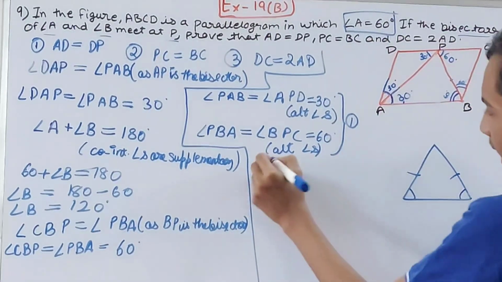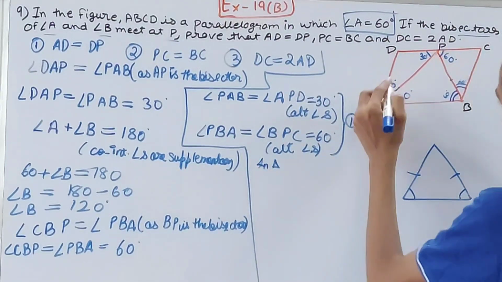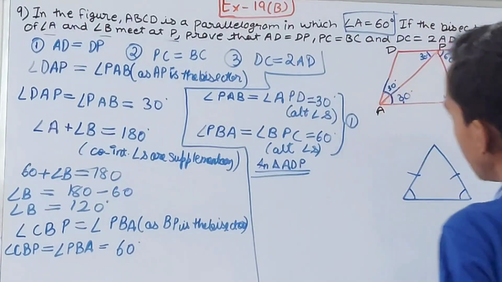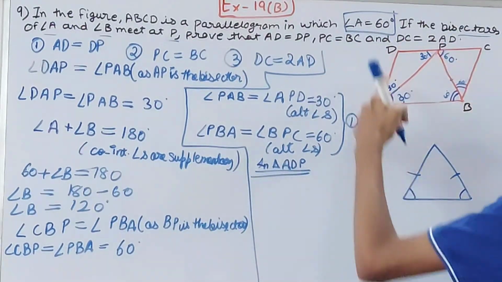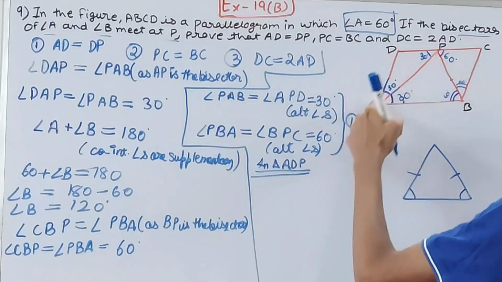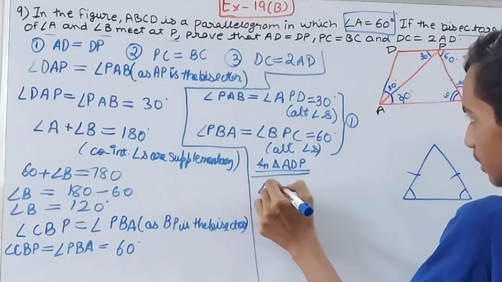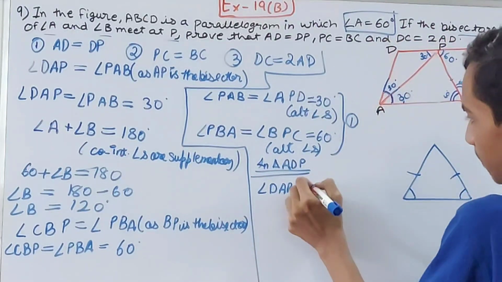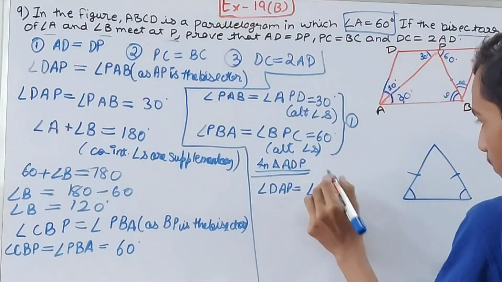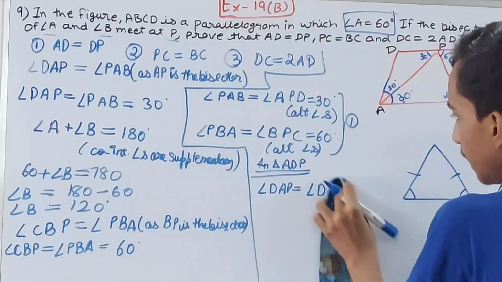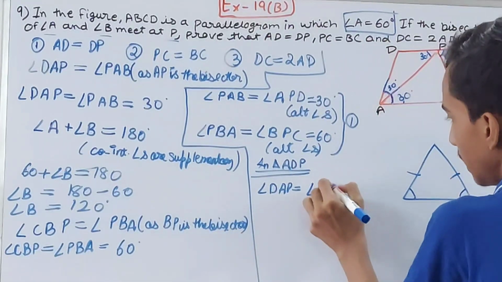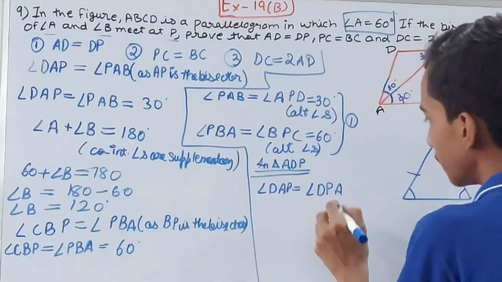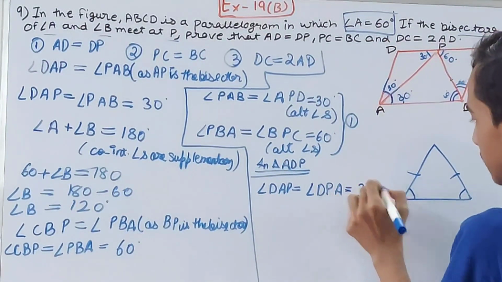See carefully. In triangle ADP, angle DAP is equal to angle DPA. Isn't it so? Angle DAP is equal to angle DPA or not? Yes. So these two angles are of equal measure. That is 30 degrees.